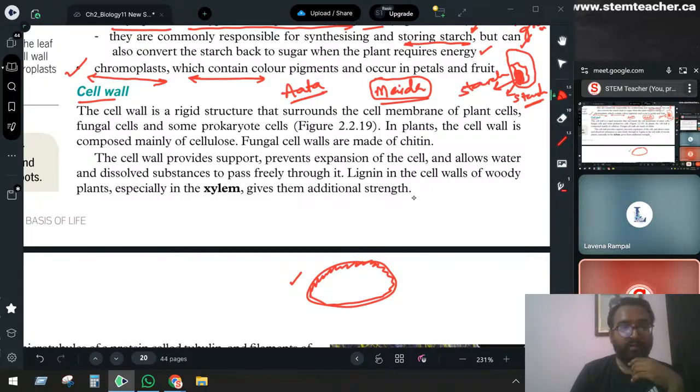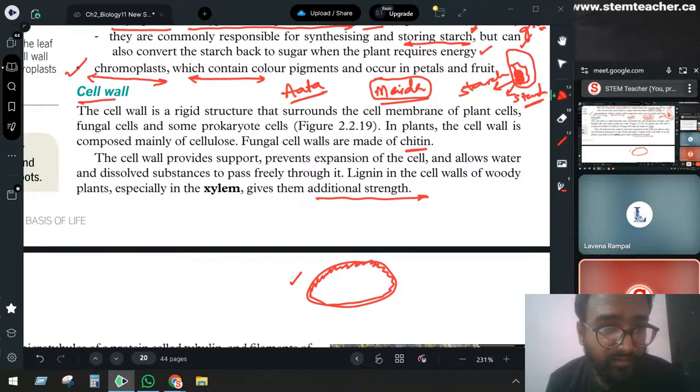In plants, the cell wall is composed mainly of cellulose. Fungal cell walls are made with chitin, some special kind of organism. The cell wall provides support and prevents the expansion of the cell, and allows water and dissolved substances to pass freely through it. Lignin in the cell walls of woody plants, especially in the xylem, gives them additional strength. This is about the cell wall. Cell wall is a strong body.